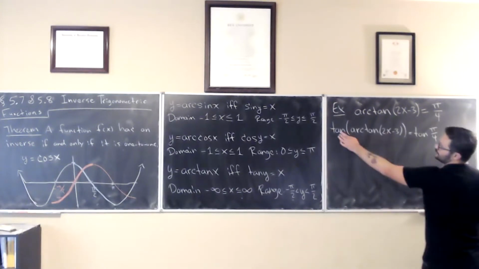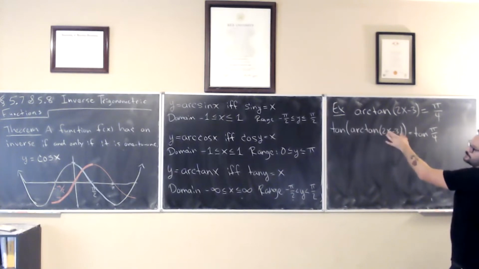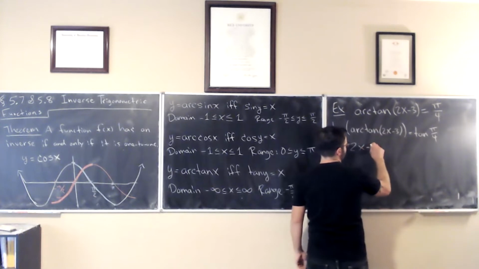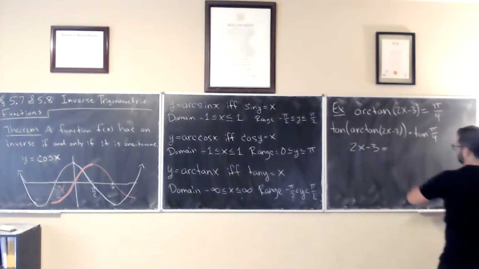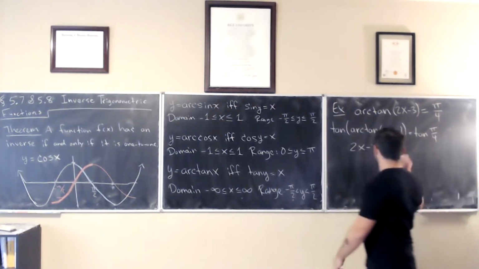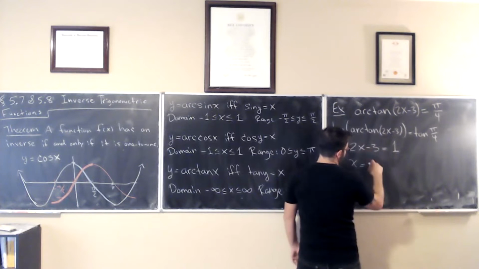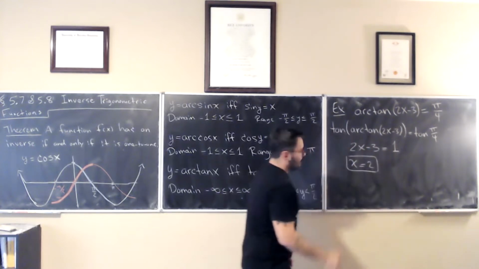And now, tangent of arctangent just gives you the argument, which happens to be 2x minus 3 in this case. And that's because they are inverses of each other. And then tangent of pi over 4 is just 1. And then we solve for x. So x would be 2. Okay?